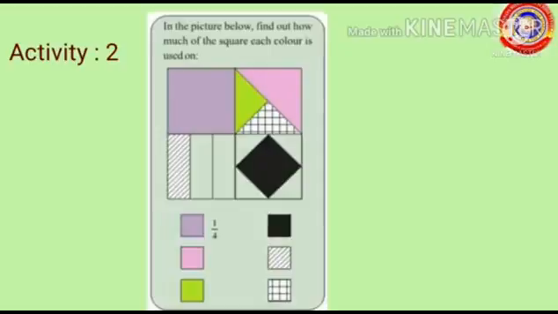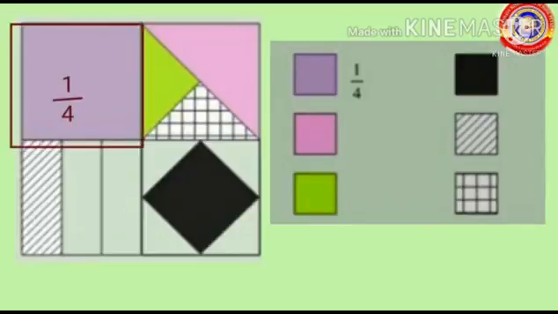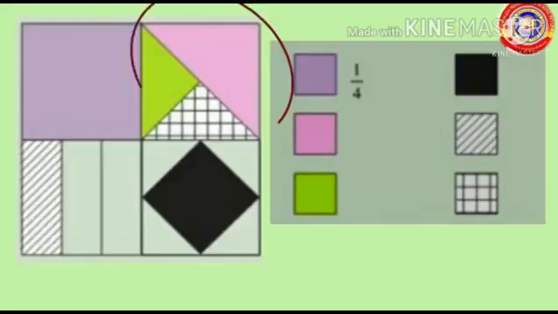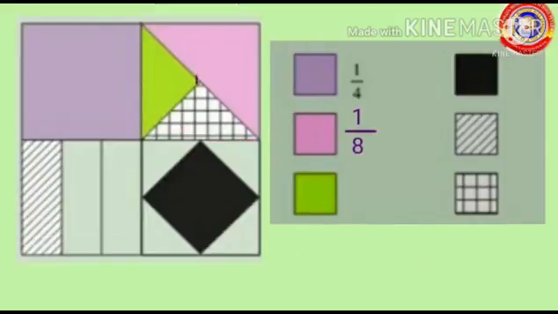Next activity. In the picture below, find out how much of the square each color is used on. See, this square is divided into 4 equal parts. So, this purple portion is equal to 1 by 4 part. Next, find out how much of the colored part is pink. See, the pink part is half of 1 by 4. Half of 1 by 4 equals 1 by 2 into 1 by 4, which is equal to 1 by 8. So, the pink part equals 1 by 8.